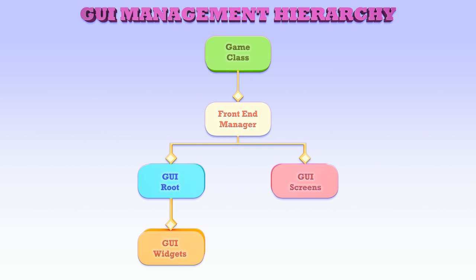As you can see from this diagram, the game class manages the front-end manager, which in turn manages the GUI root and the GUI screens. The GUI root manages the GUI controls.